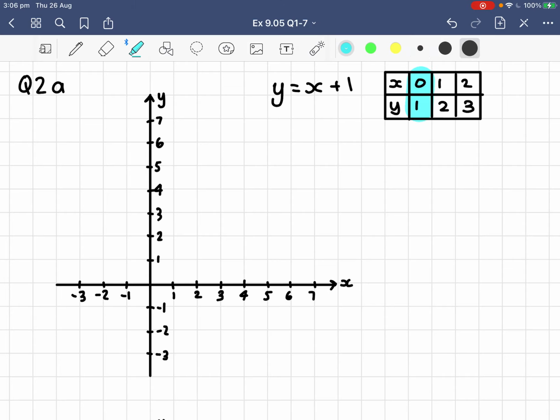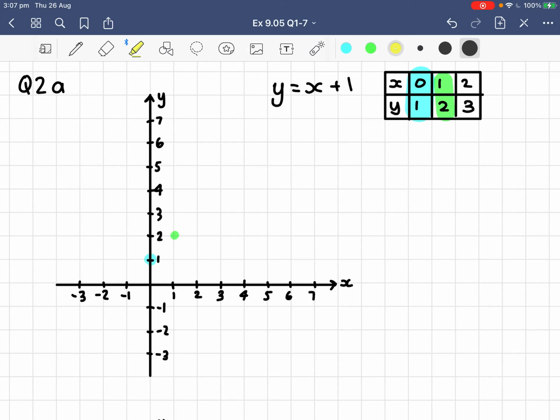So what we want to do is plot these points. So the first point is (0, 1). So I want to have an x value of 0 and a y value of 1. So an x value of 0 is here, and a y value of 1 is here. So my point is going to be right there as so. Our next point is the point (1, 2). So we have an x value of 1, so we go across 1. Then we have a y value of 2. So we go up 2, and we put our dot.